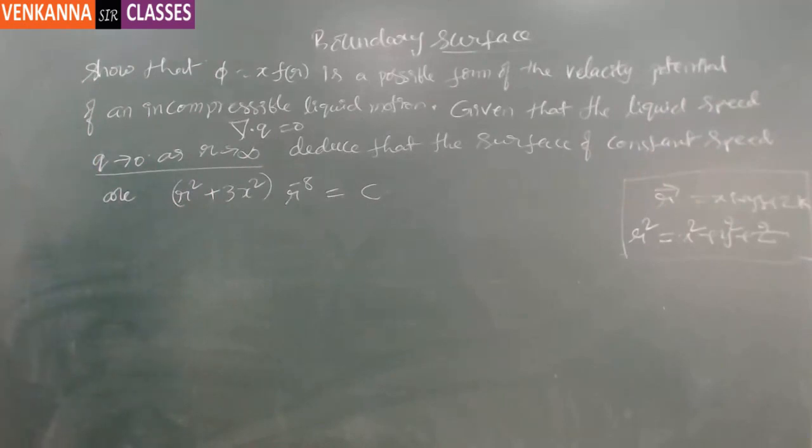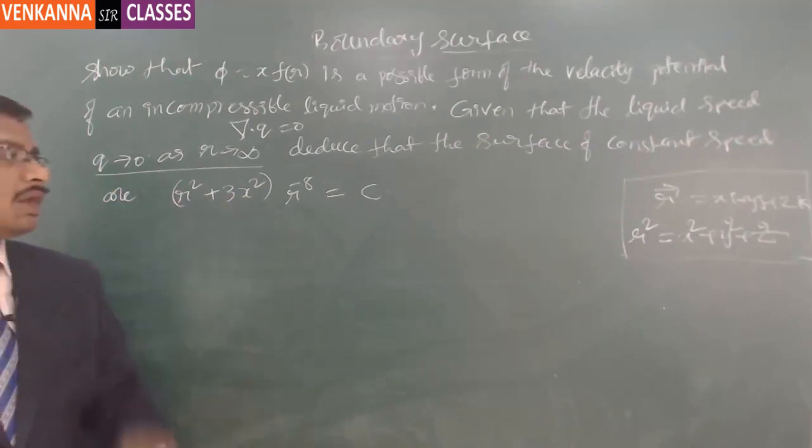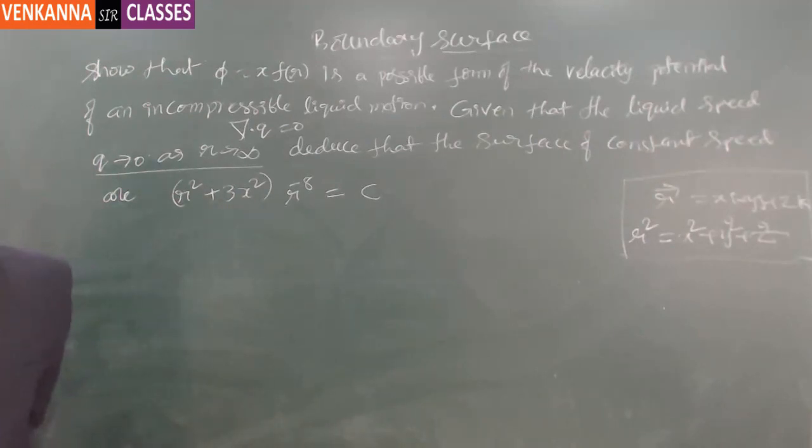Then he asked us to find the constant speed lines, where all the constant speed is there. Such points are represented by r square plus 3x square into r power minus 8 equal to c. This is what he actually asked us to prove. Now try to solve on your own. I'll give you 2 minutes. After that, if you are not able to solve it, I am going to solve it for you.